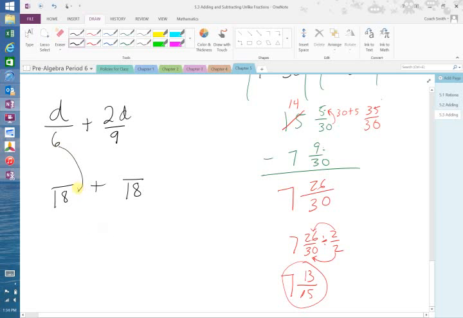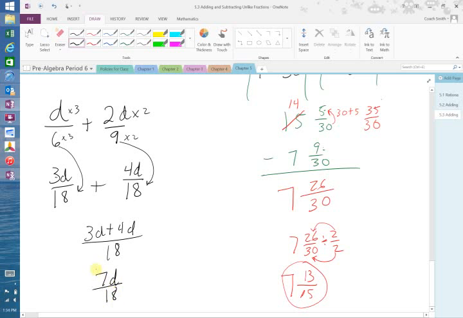So what did we do to 6 to make it 18? Multiplied by 3. So I have to multiply D times 3, which is 3D. 2 times 9. So I have to do the same thing at top, so that makes it 4D. Okay, and I have 3D plus 4D over 18. So that would be 7D over 18.